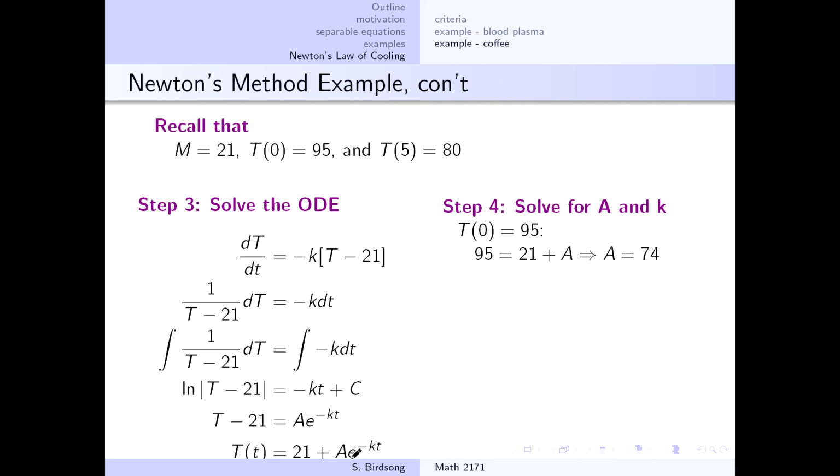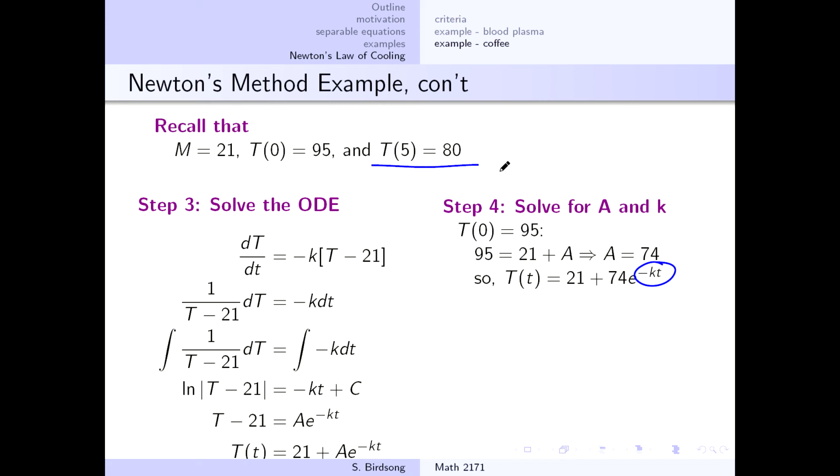So the e component will totally disappear. We'll plug in 95 for our temperature. So we have 95 equals 21 plus a, which we solve for a, and you'll get 74. So what we know so far is 21 plus 74 times e to the negative kt. We still don't know what k is, but we do have our second condition.